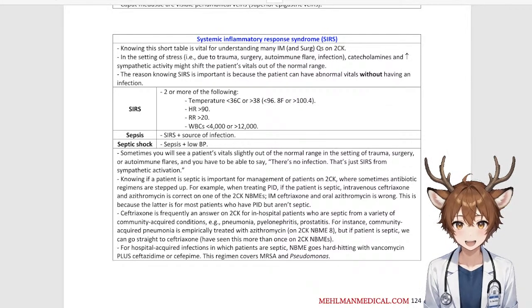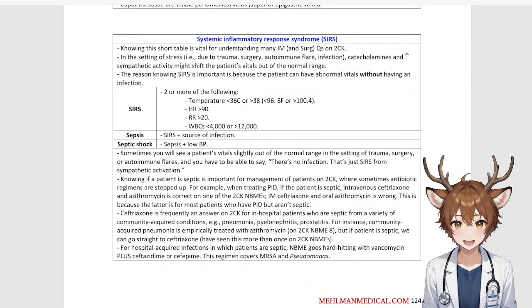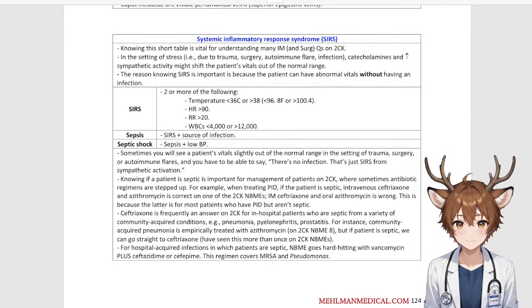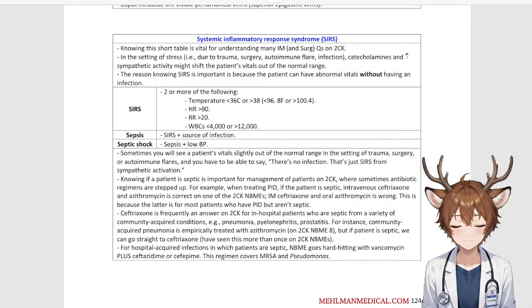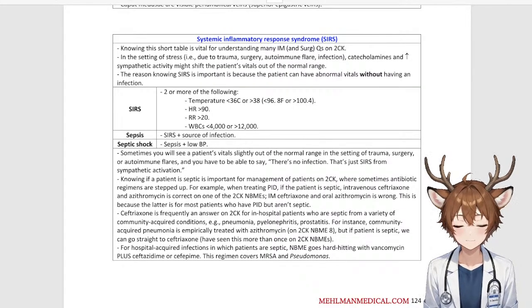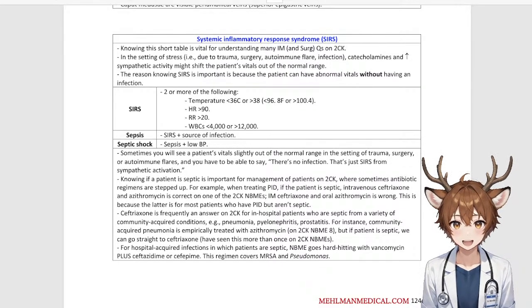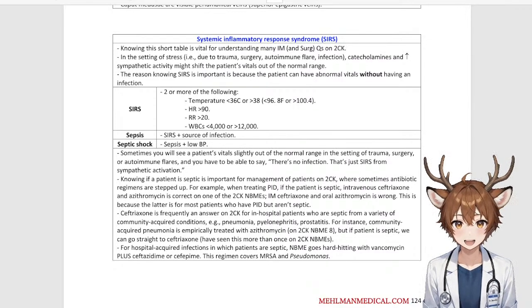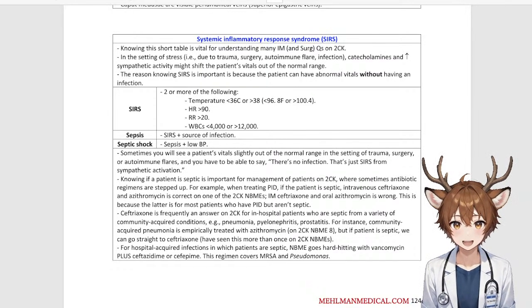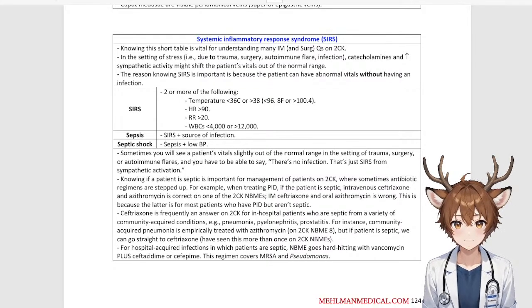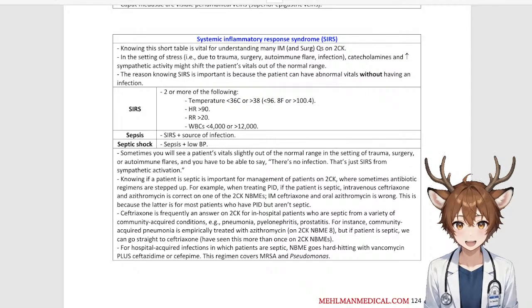Sometimes you will see a patient's vital signs out of the normal range in the setting of trauma, surgery, or autoimmune flares, and you have to be able to say, there's no infection, that's just SIRS from sympathetic activation. Knowing if a patient is septic is important for management on 2CK, where sometimes antibiotic regimens are stepped up. For example, when treating PID, pelvic inflammatory disease, by the way, if the patient is septic, intravenous ceftriaxone and azithromycin is correct on one of the 2CK NBMEs.